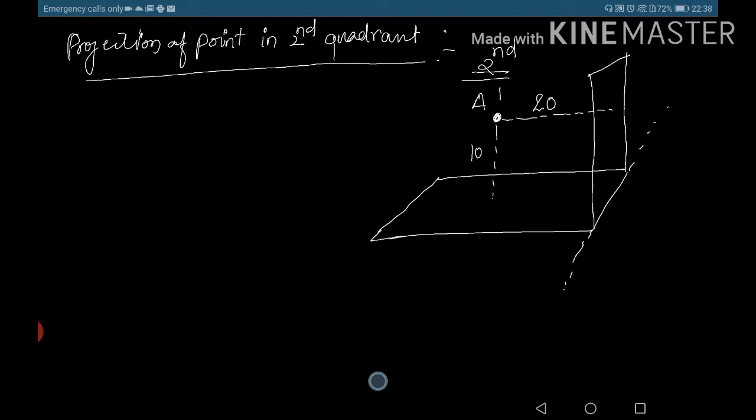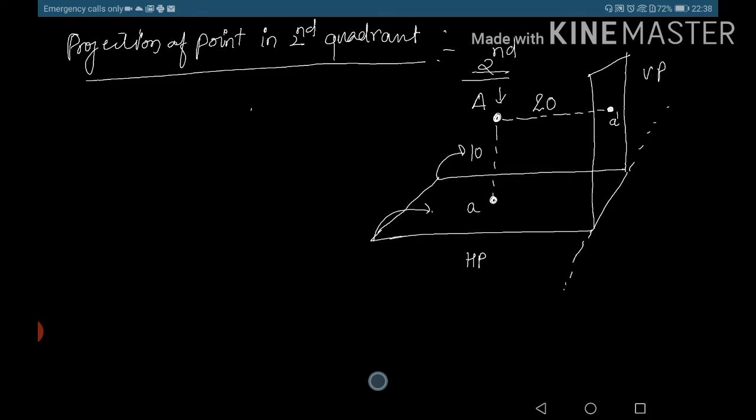On the HP, if you look from the top, this is the projection which is called A. Similarly, this is the projection which is called A dash. So these are the two projections on the HP as well as on the VP. This is our HP. After rotation, both the planes align themselves and move to the top.